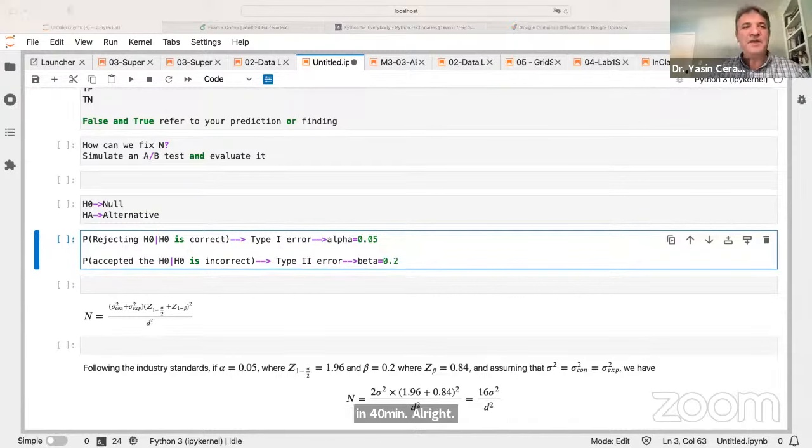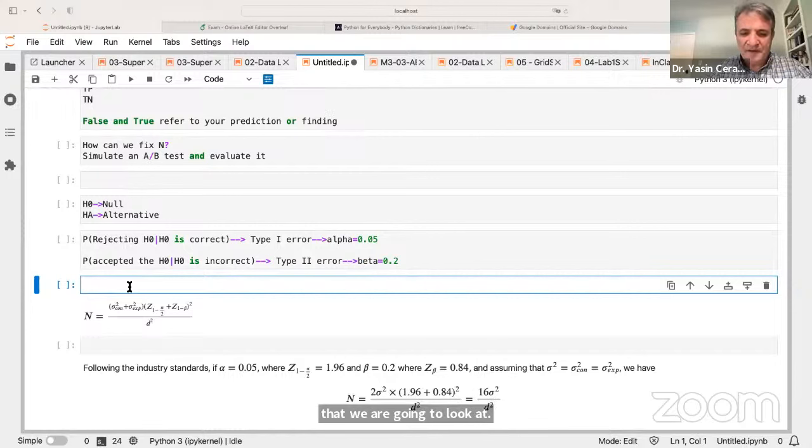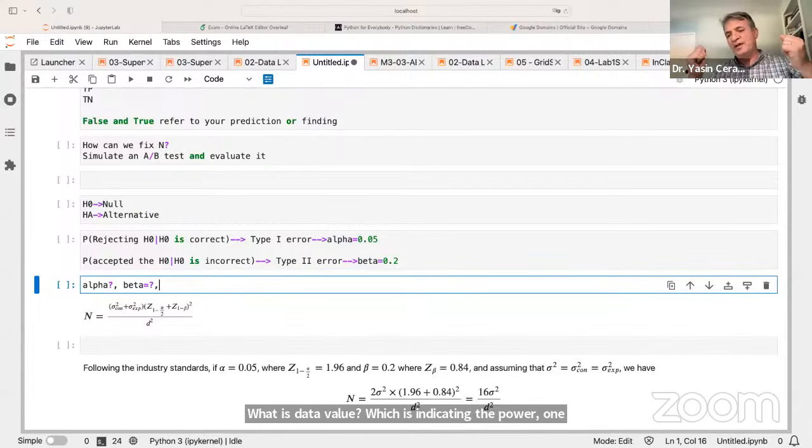Okay, now here is the next thing that we are going to look at. What we are going to check now is, so far, we discussed what is the alpha value, which is the significance level, which is the type 1 error. What is the beta value, which is indicating the power. 1 minus beta is the power of our test. So these are two values that I'm going to assign.